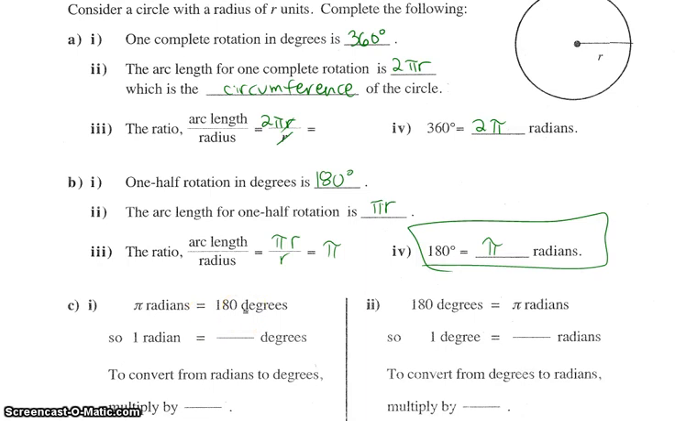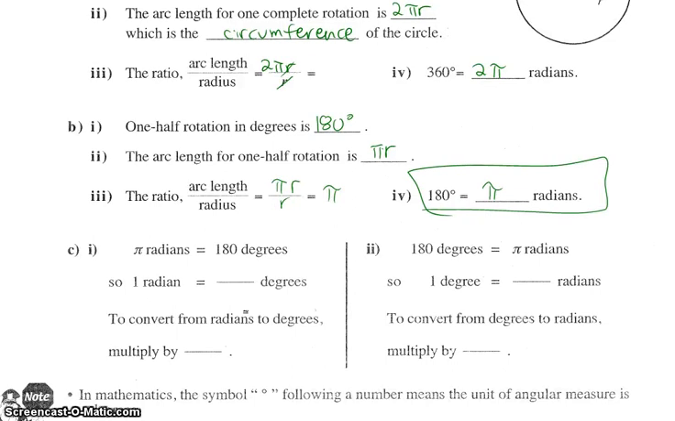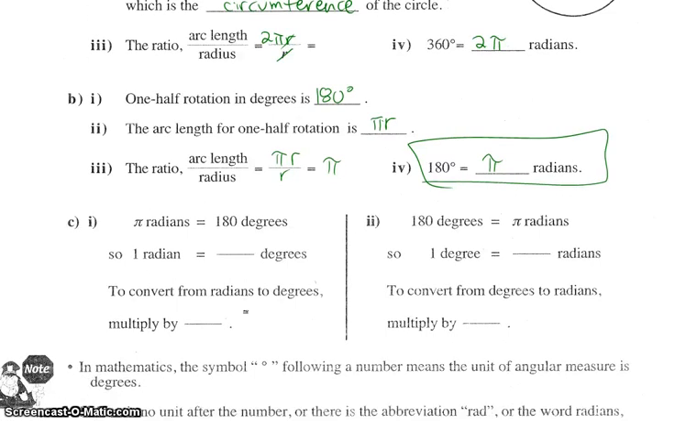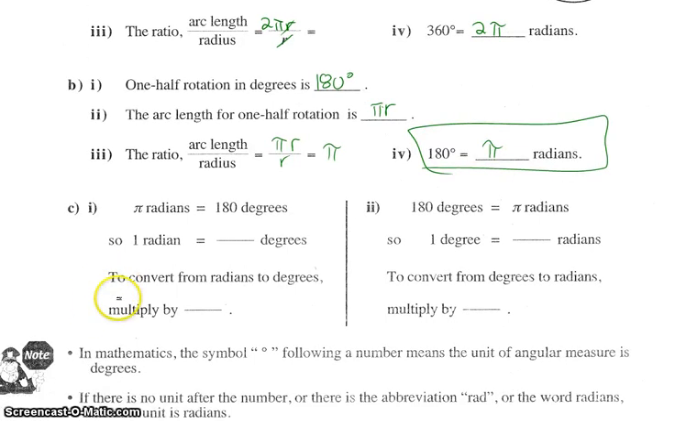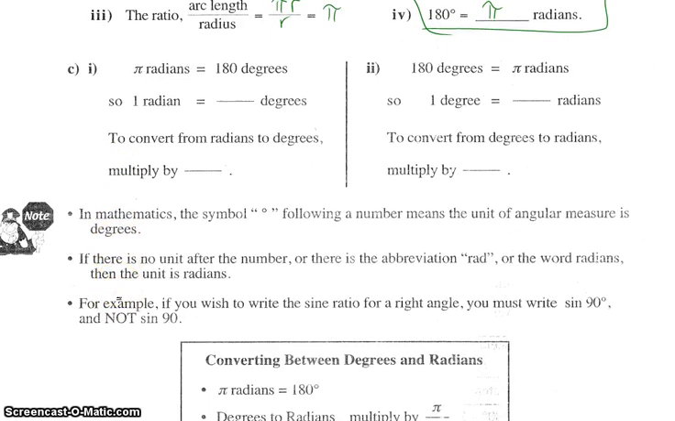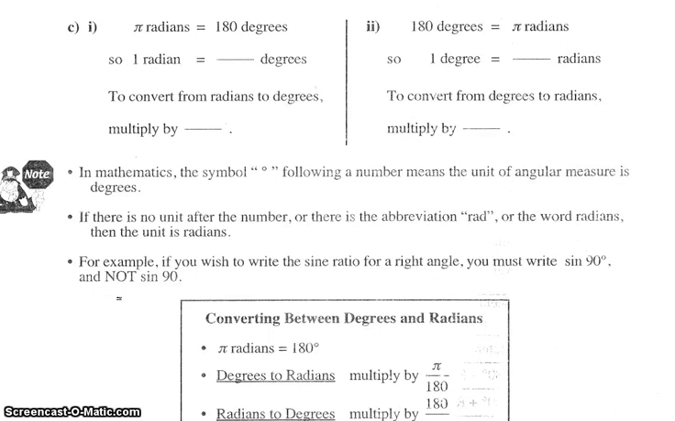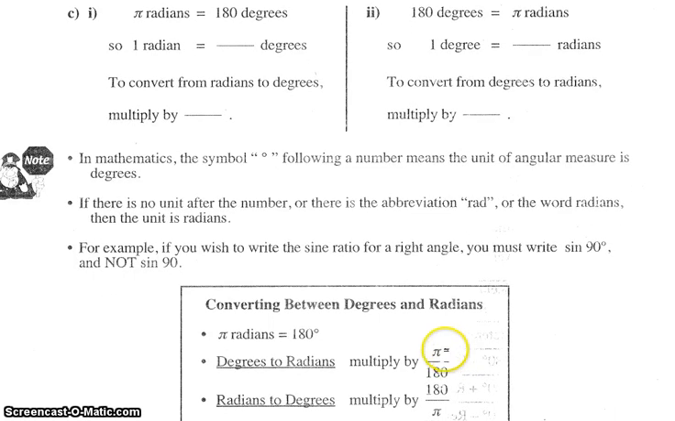Pi radians is 180 degrees. This is where I'm going to divert a little bit, and we're just going to cut to the summary notes down here. Converting between degrees and radians: since pi radians equals 180 degrees, if we're converting from degrees to radians, we multiply by pi radians over 180 degrees. If we're going from radians to degrees, we multiply by 180 degrees over pi radians.